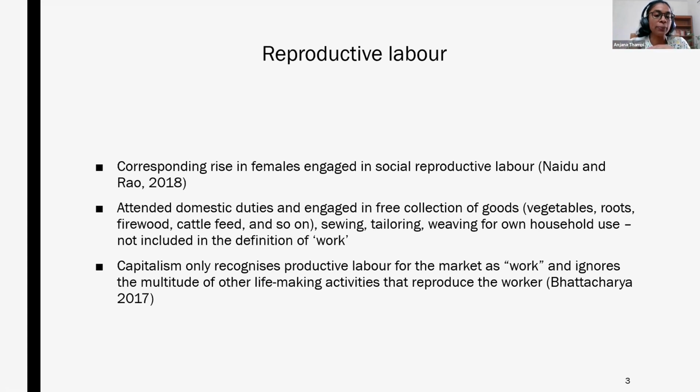That aligns with the line that capitalism only recognizes productive labor for the market as work. And there are a multitude of other life-making activities that reproduce the worker, which are not, in statistical terms, defined as work. Feminist economists have for a long time been arguing for it to be included in the definition of work, but it also goes beyond that in terms of how such work is considered in general.